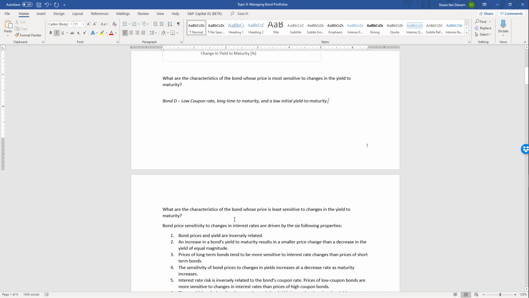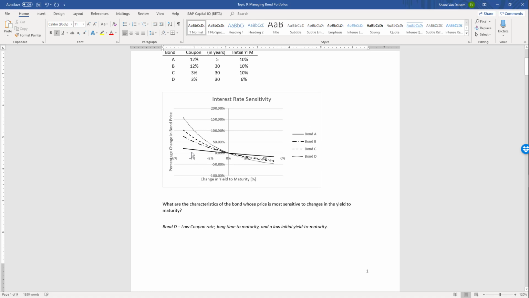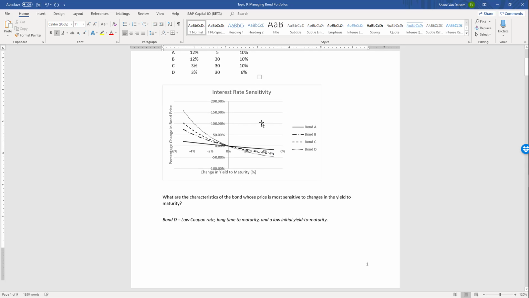What are the characteristics of a bond whose price is least sensitive to the changes in the yield to maturity? The least sensitive bond here is bond A. It has the lowest amount of price movement. Bond A has a high coupon, a low maturity in years, and a high initial yield to maturity.